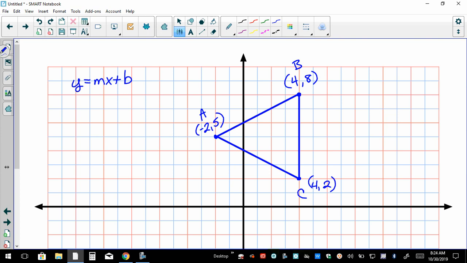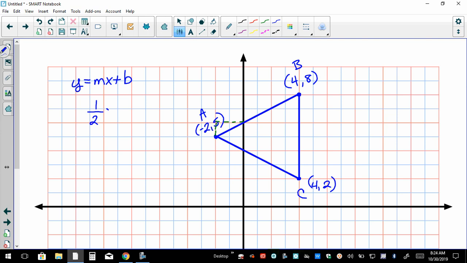So if I start at negative 2, 5, and I go like this, how many did I go up? 1, so that's my rise. And then how many do I go over? That's my run. There's my slope. I go up 1 over 2, so my slope's 1/2, right? So I've got part of that.